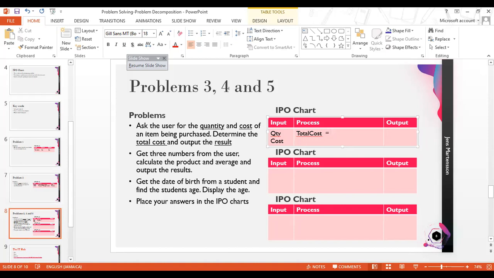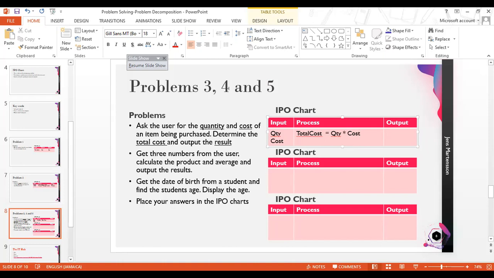If you have quantity and you have cost, then our total cost is going to be quantity times cost, or it could have been cost times quantity. Remember that multiplication is commutative, so even if you switch them around, the result is going to be the same. So total cost was the only process that you were asked to do.